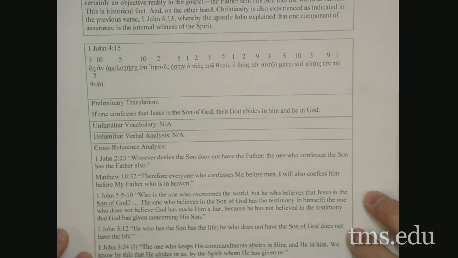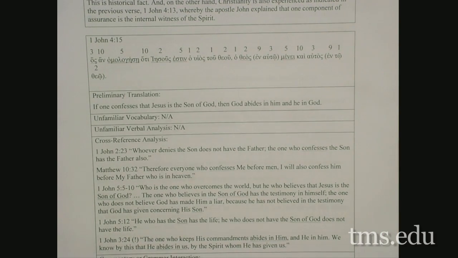Verse 15, the numbers are 3, 10, 5. That should be 11. Okay. Sorry about that. Ean is the purest particle that we'll see all week. Okay. By itself, it doesn't really mean anything. But it is a signal that this is somehow subjunctive or conditional or somehow theoretical.